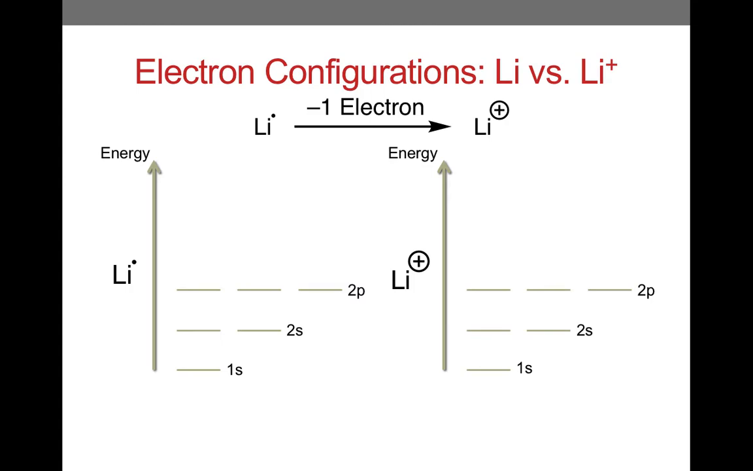By following the 3 rules, 2 of the electrons go in the 1s orbital with opposite spin. And then the final electron goes in the 2s orbital. Now, to get the lithium cation, lithium has to lose an electron. If it loses an electron, then which electron does it lose? It loses the electron in the highest energy level.